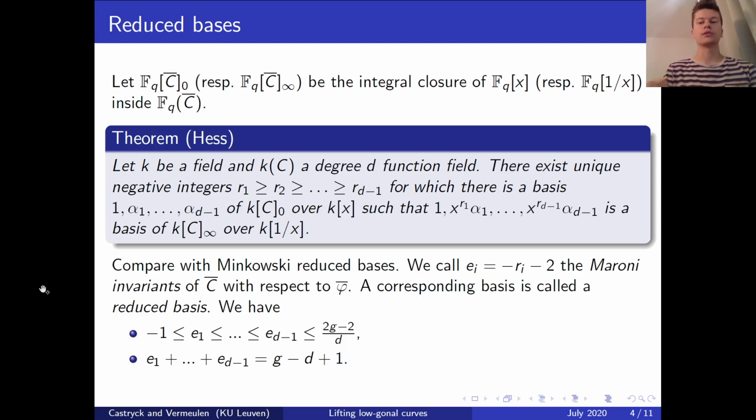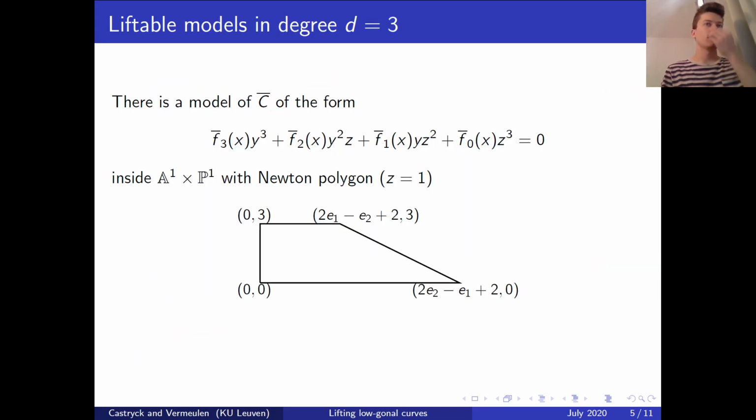Okay, now let's go over to the lifting procedure, and we will start with degree 3. So here the goal was to find some naively liftable model over the finite field itself. So it turns out that in this case there is a model of the curve C bar of this shape right here. So it's exactly as we had before, but we have some degree restrictions on these polynomials fi that appear. And I like to use the language of Newton polygons for this.